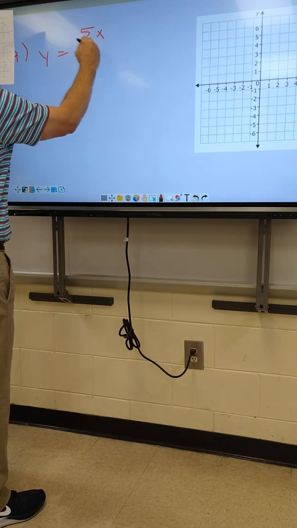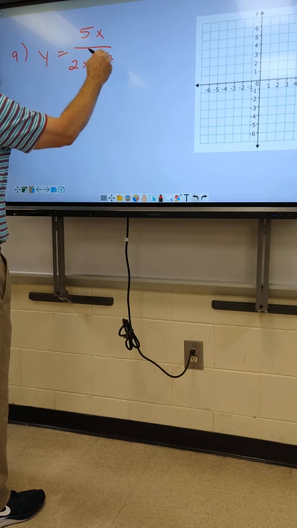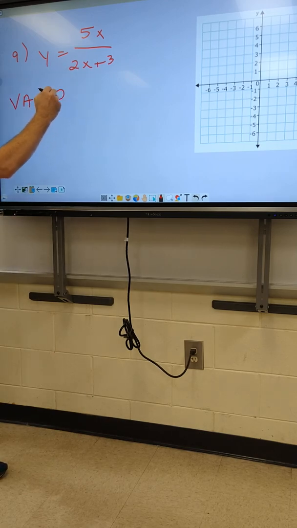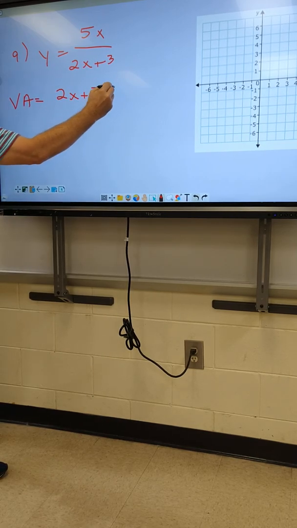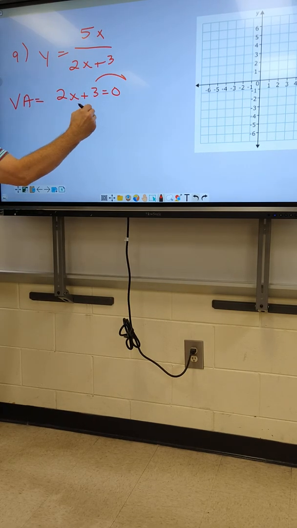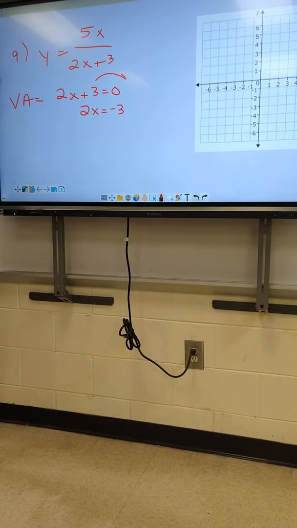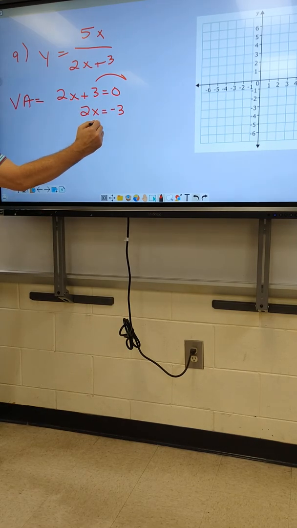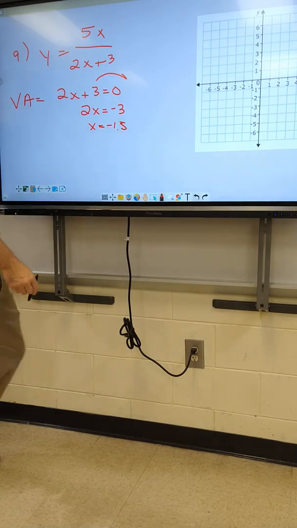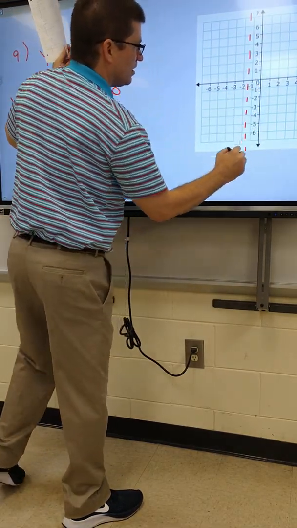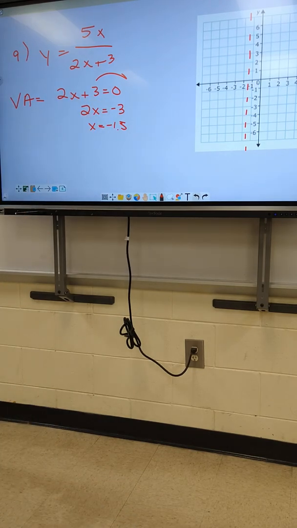Y equals 5x over 2x plus 3. All right, so 9's giving y'all trouble because it's got a lot of decimals. Set the bottom equal to 0. All right, we got to move plus 3 over. That makes it a -3. Now, what do I do to find my answer? -3 divided by 2 is -1.5. So, go to -1.5, and we need a dotted line up and down at -1.5.